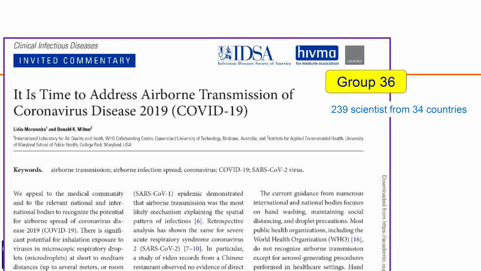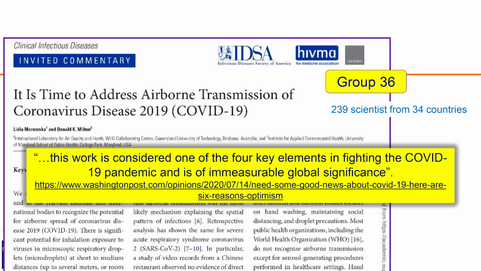Once it was published on the 6th of July 2020, which I remember very well, the next day the WHO accepted that it is an important mode of transmission, and it was considered one of the 4 key elements in fighting the COVID pandemic and its impact on the world.